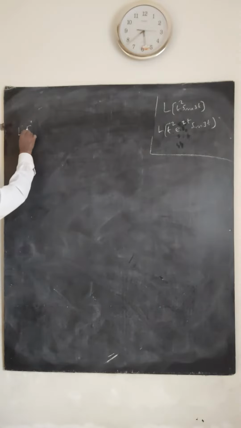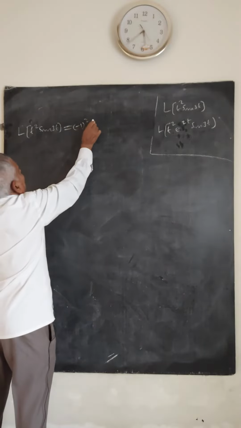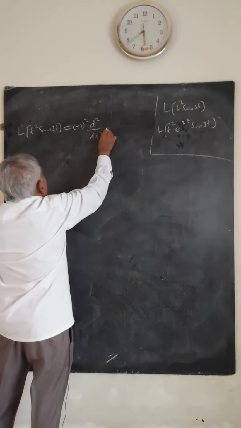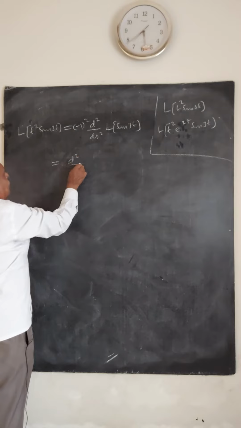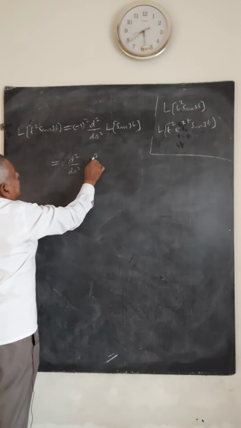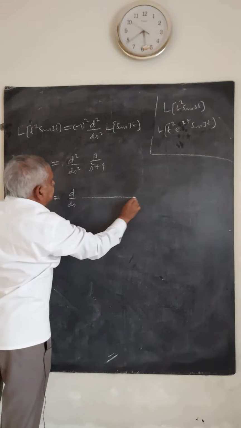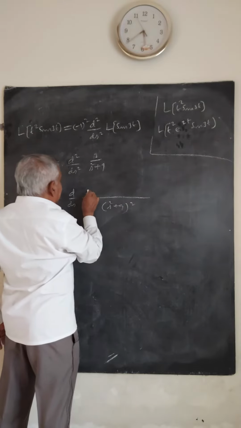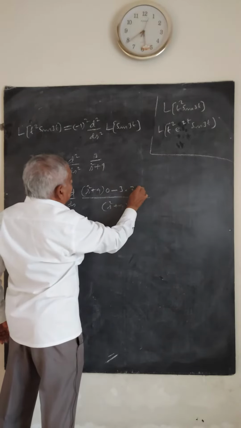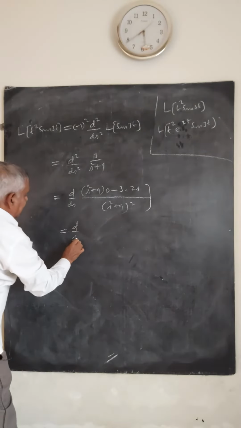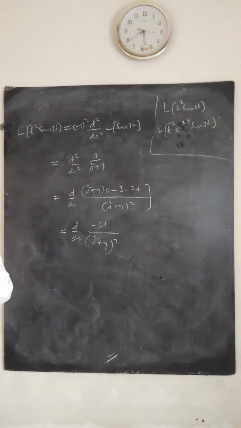Let us do first L of t square sine 3t, which is minus 1 whole square d square by ds square of L of sine 3t. Negative whole square is positive. L of sine 3t is 3 by s square plus 3 square, and 3 square is 9. We have to differentiate two times. Differentiating the first time: s square plus 9 whole square in the denominator, numerator differential of 3 is 0, minus 3 into the differential of the denominator, 2s. Therefore d by ds of minus 6s divided by s square plus 9 whole square. This is the first time we have differentiated.